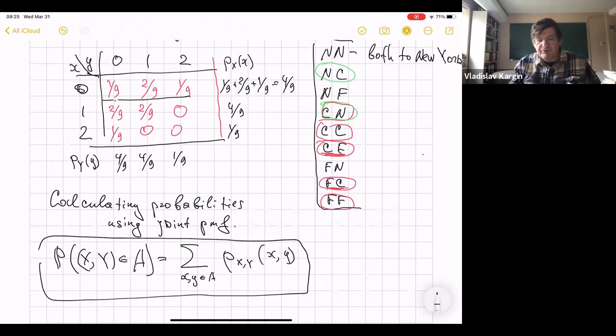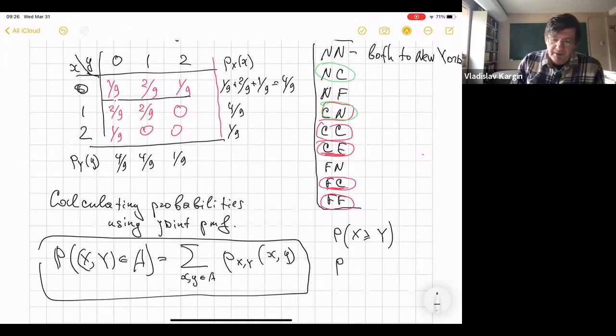But it's maybe easy to see from an example. Let us look at this table and calculate the probability that X is greater than or equal to Y. That is, that New York will get at least as many grants as California. And so how can we do it? We look at all the cases when this event is true, so when X is greater than or equal to Y.